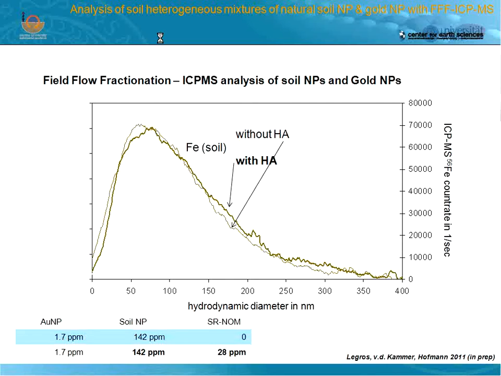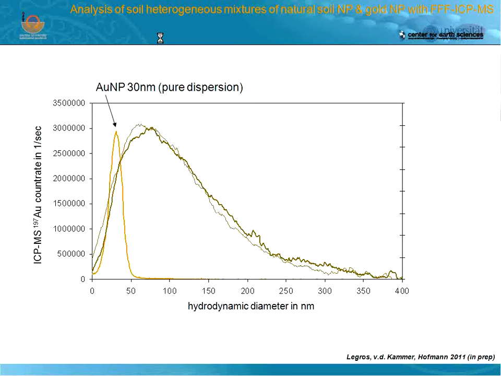Okay, then we added gold nanoparticles to it at a concentration of 1.7 ppm and shook it and stored it for 2 weeks in the refrigerator. And then we measured it again. So this was, first of all, the result from the gold particle alone. This is 30 nanometer citrate-coated gold particles just directly from the standard bottle into the FFF. It has nothing to do with the iron distribution here from the natural sample, just so that you see where it would be located in the distribution.